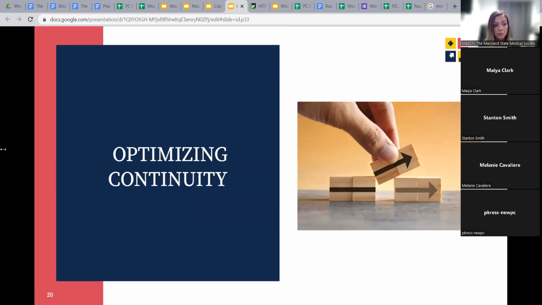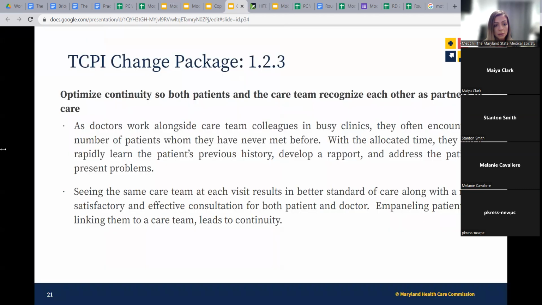Next, we will talk about optimizing continuity. Optimize continuity so both patients and care teams recognize each other as partners in care. Doctors who work alongside care team colleagues in busy clinics may encounter patients that they have never met before. They must rapidly learn the patient's history and address the patient's current problem. Seeing the same care team each visit results in a better standard of care with a more satisfactory consultation for the patient and the doctor. And paneling patients or linking them to a care team leads to continuity.